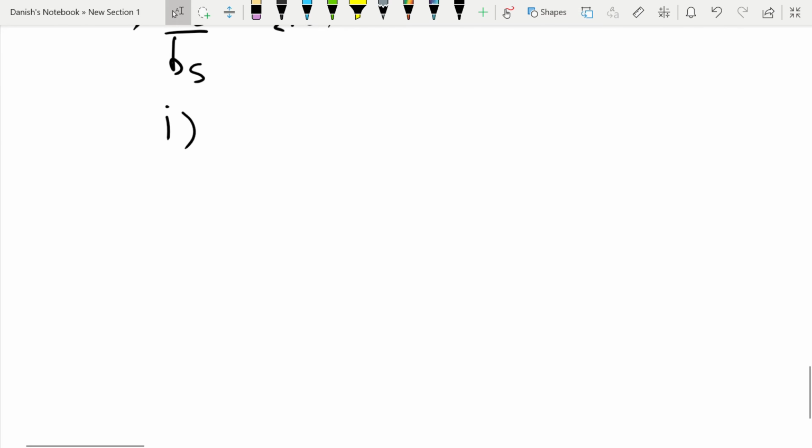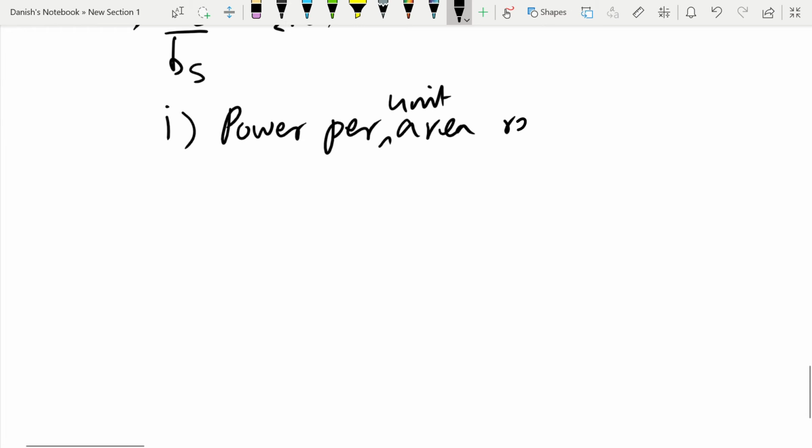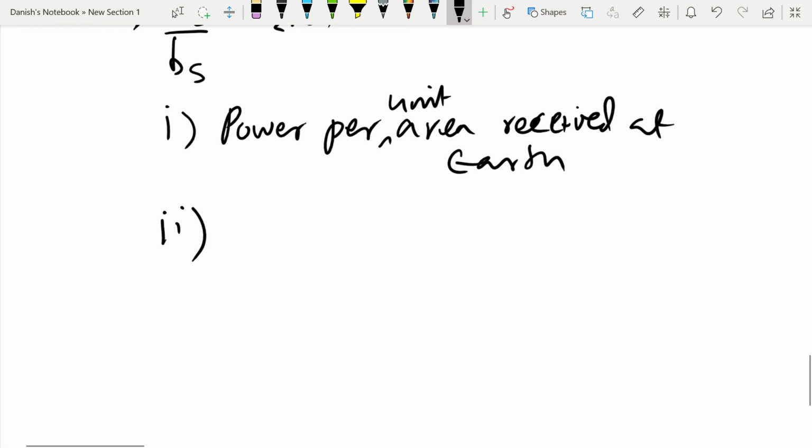So let's define the term apparent brightness. Apparent brightness is the radiant power received per unit area. It's luminosity per area. Radiant power per area received at the earth. So that part is important. Power per unit area, received at earth. That's it.